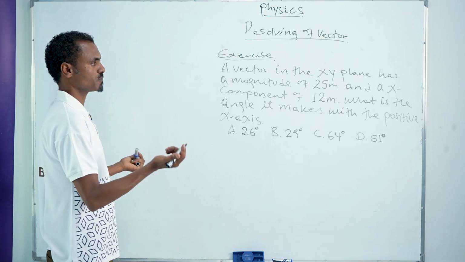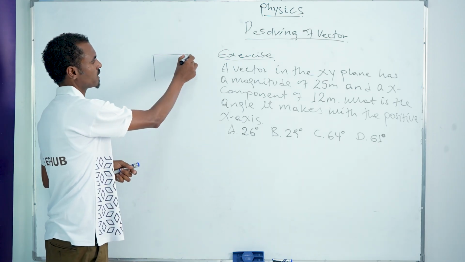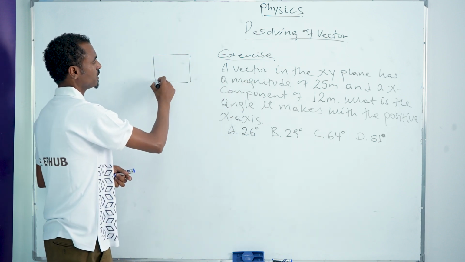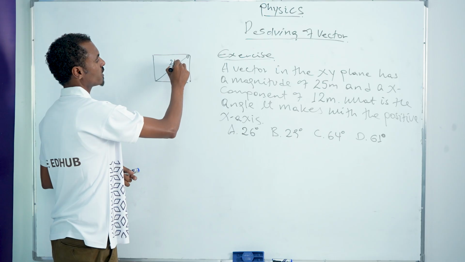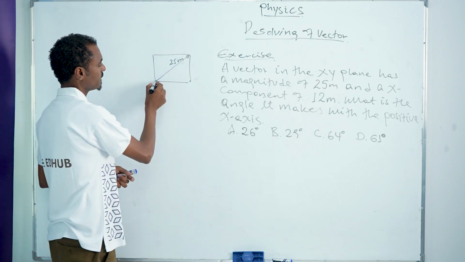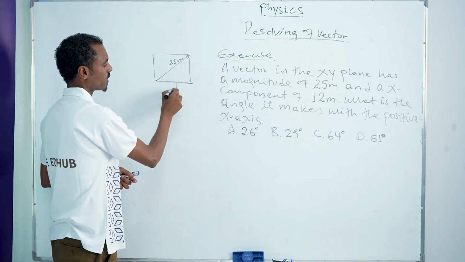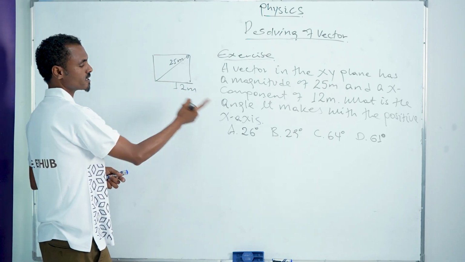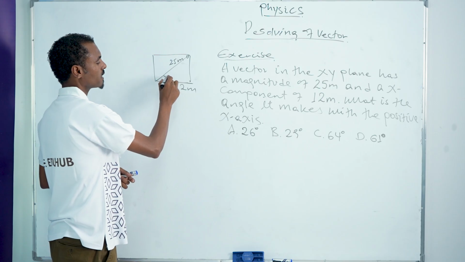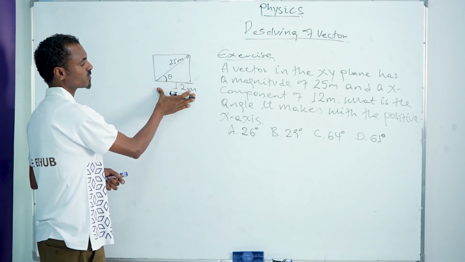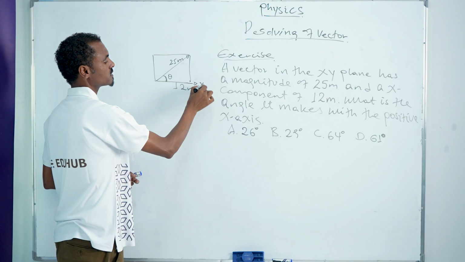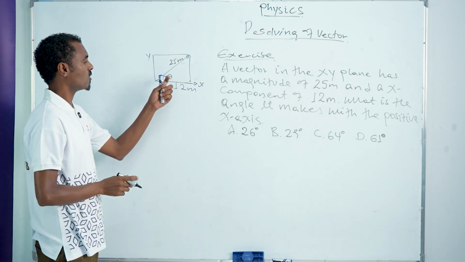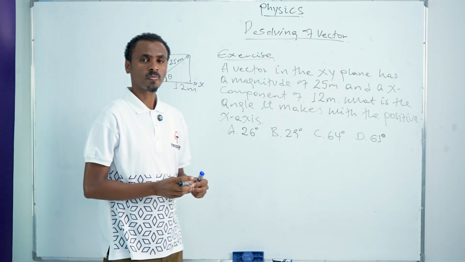As we know what a plane is, let's take this one as a plane. So our resultant should be this one, that is 25 meter, and the x component is 12 meter, and there is no y component. But what is required is the angle set between the x component and the resultant. This is our x component and this one is our y component. So how can we determine theta?